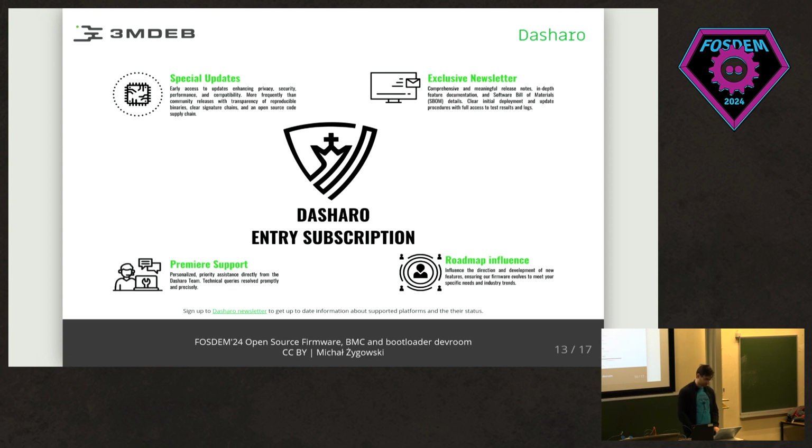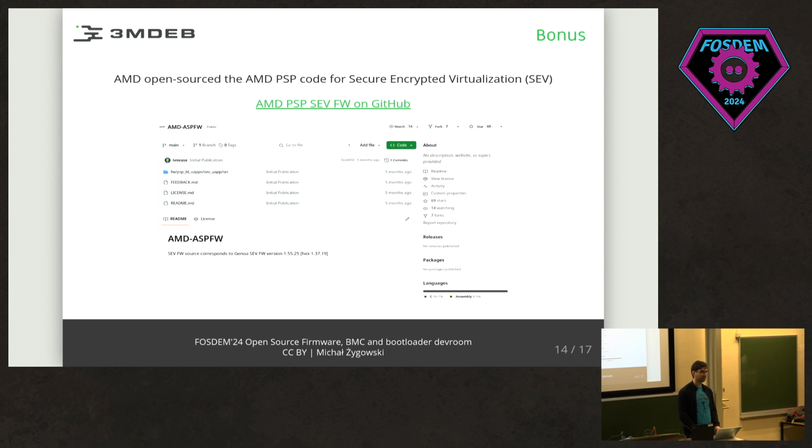Okay, so a little bonus at the end, which might also be interesting. AMD also published the AMD Secure Encrypted Virtualization firmware to GitHub. This is the firmware that is running on the PSP, so it is a very, very revolutionary publication, I would say, because till now nobody released any parts of proprietary coprocessors to the public. I haven't heard about Intel releasing any parts of Intel ME code, so again, AMD number one.